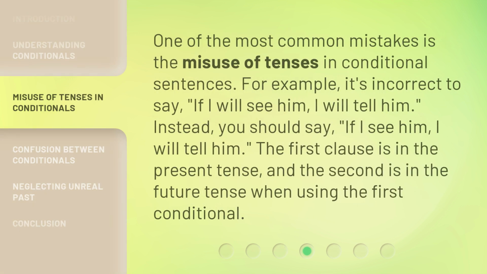One of the most common mistakes is the misuse of tenses in conditional sentences. For example, it's incorrect to say, "If I will see him, I will tell him." Instead, you should say, "If I see him, I will tell him." The first clause is in the present tense, and the second is in the future tense when using the first conditional.